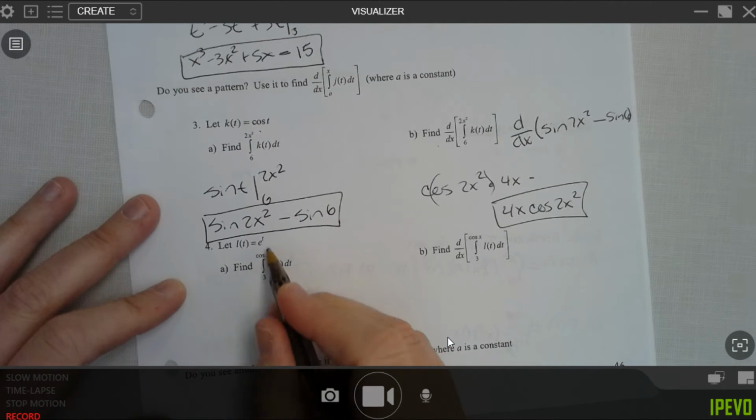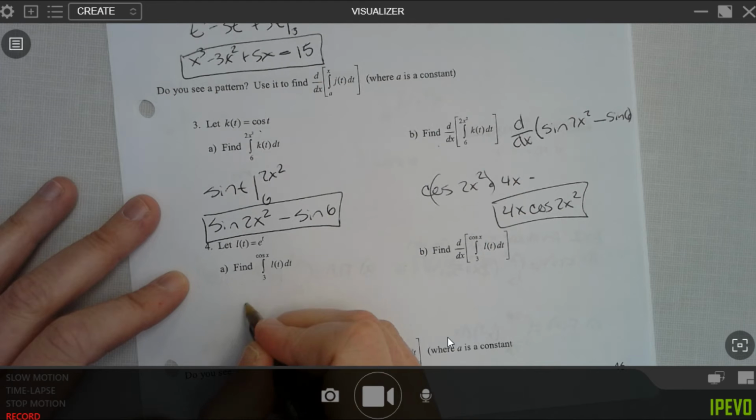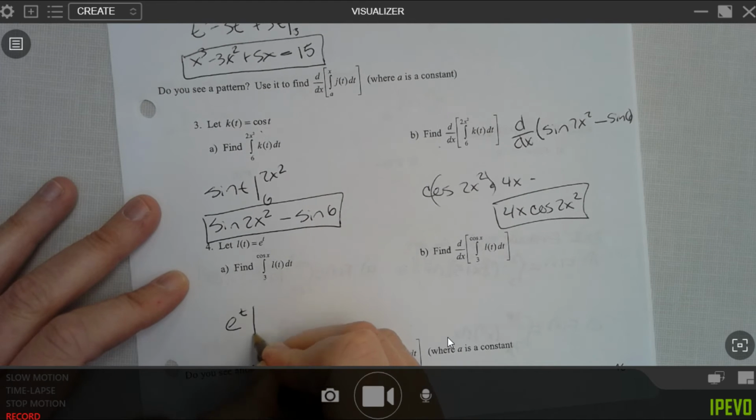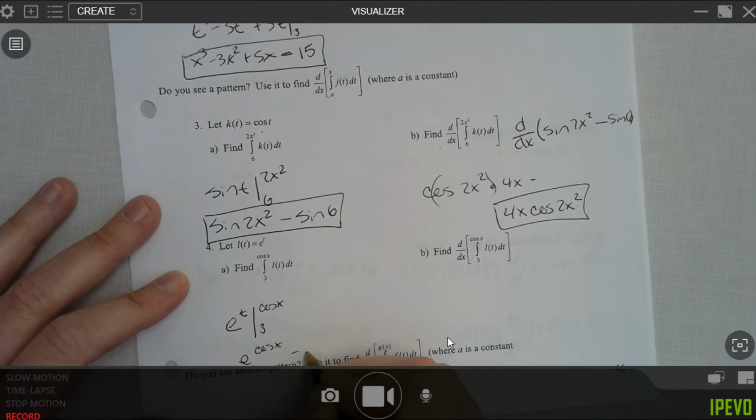All right, let's see what happens here. So this is e to the t. The antiderivative of e to the t is e to the t evaluated from here. So that would be e to the cosine of x minus e to the 3.